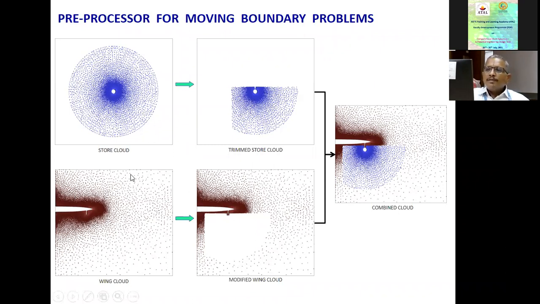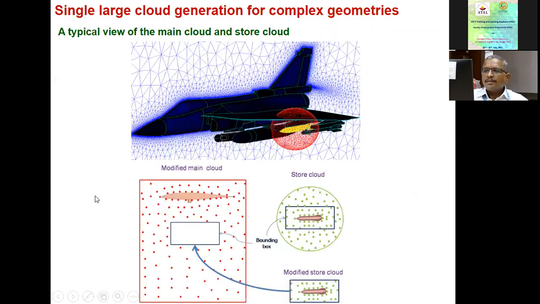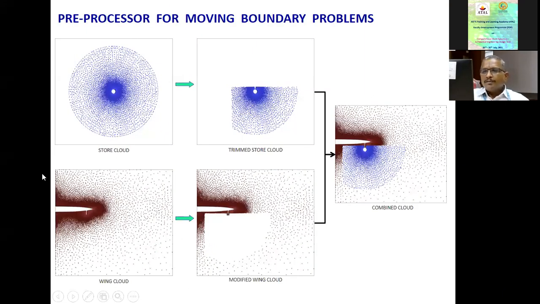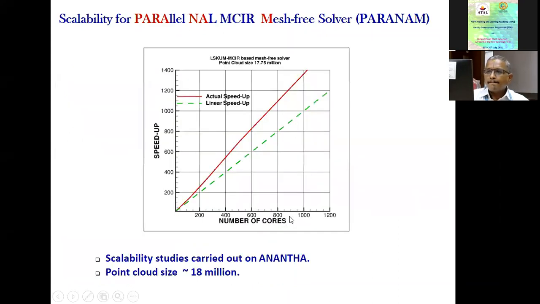So what I am showing here is the actual distribution of points for a particular case. What you saw in the previous slide is a representative figure. The same process is shown with the actual cloud here for a particular case. Okay, I'll not go into this.